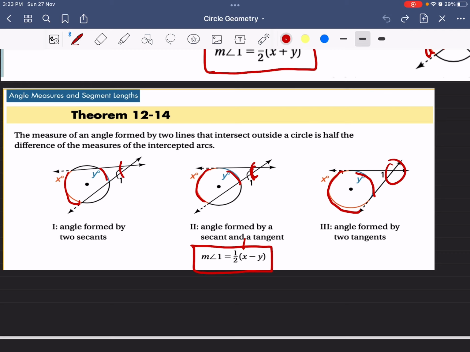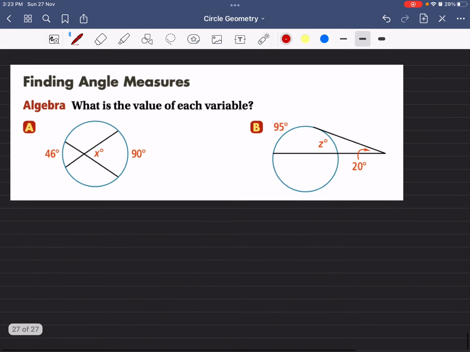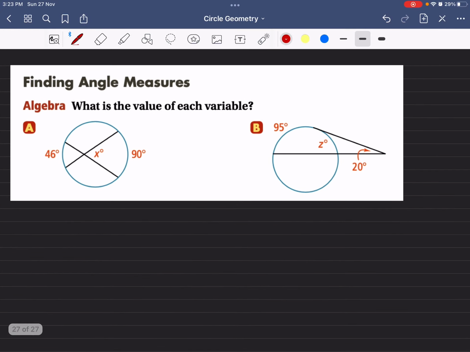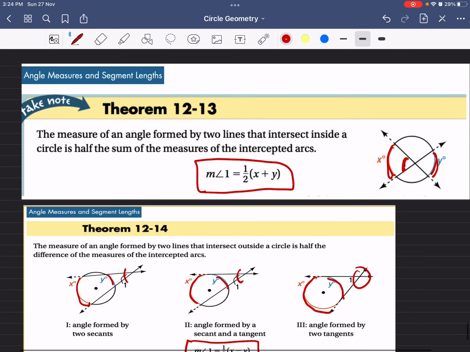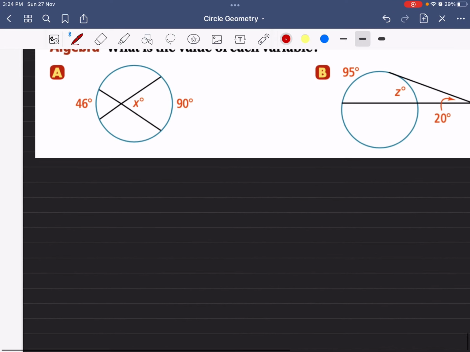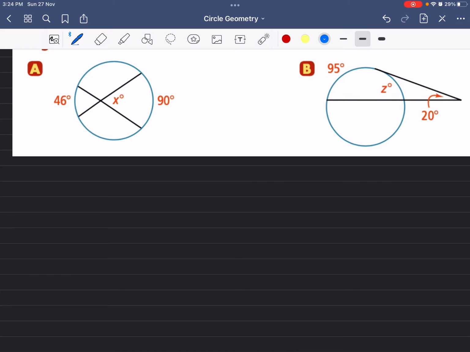So we're going to look at just two examples for us to understand clearly. If we look at this one, it falls under our first theorem, the internal angles. It says that the internal angle x in this case is going to be 1/2 of x plus y. So let's assign x and y.